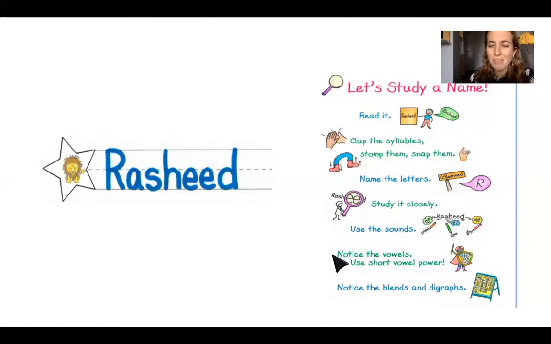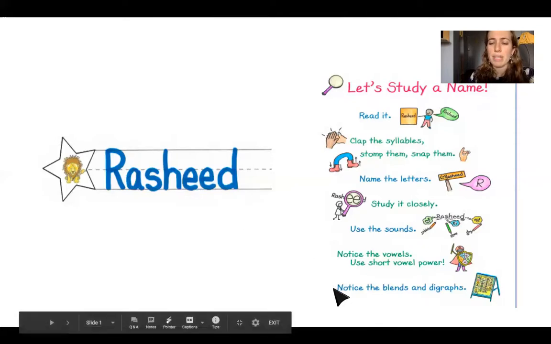Now let's notice the vowels. In Rasheed, I see A, which is a vowel, and 2 E's. Except the A in Rasheed is making the sound. Rasheed. And the 2 E's in Rasheed are making the E sound.